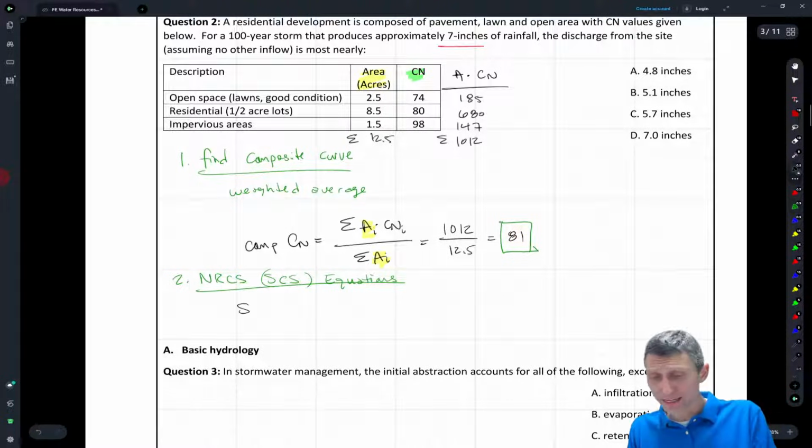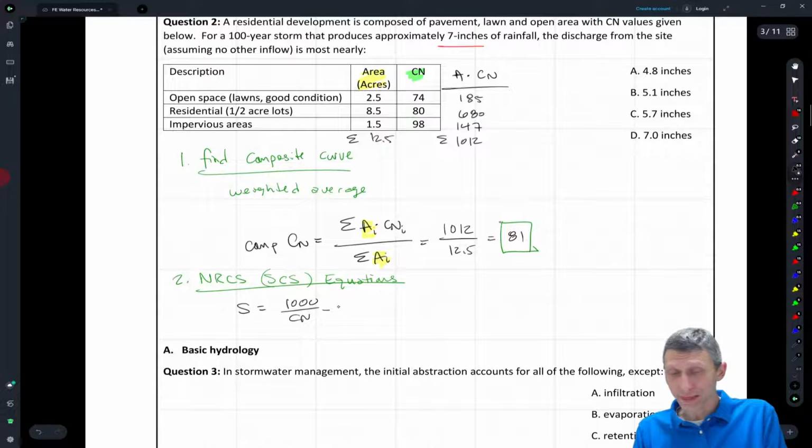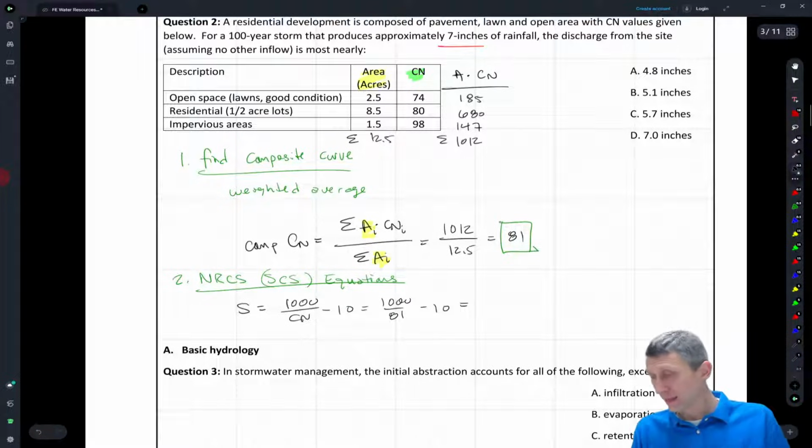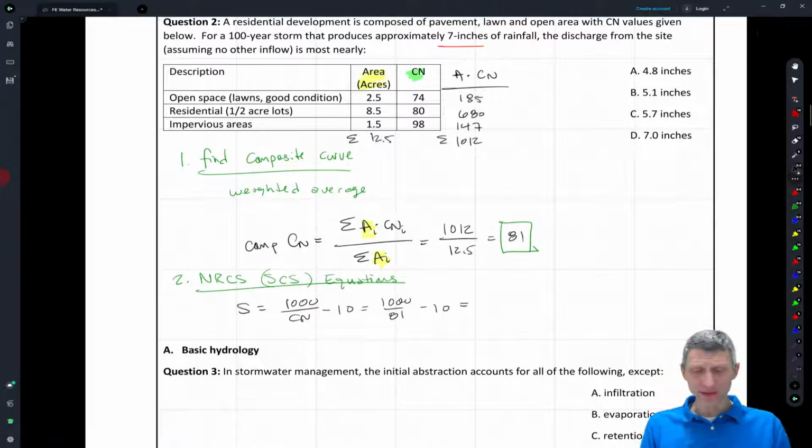The first one was S equals 1000 over CN, minus 10. And what we're going to get here is 1000 divided by 81 minus 10. And I get a value, if I do that, 1000 divided by 80.96, why not, and then subtract off 10, and I got like 2.35 roughly, right? So 2.35.